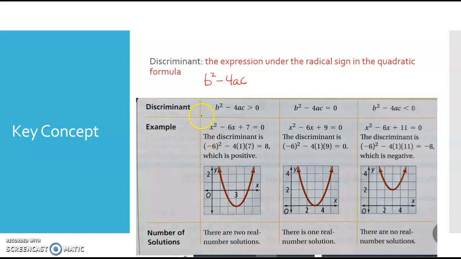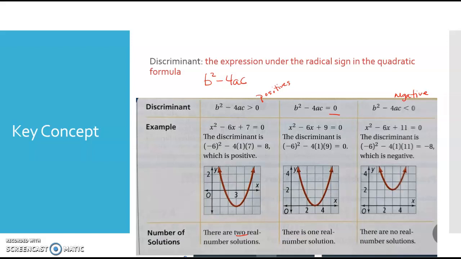And so looking at this top row here, if we are greater than 0, so those are positives, we have two real solutions. If our b squared minus 4ac equals 0, then there's only one real number solution. And then if it is less than 0, so our negative values, then there are no real number solutions. And that's all that it is. We're just taking the a, b, and c, plugging it into what is underneath the square root.